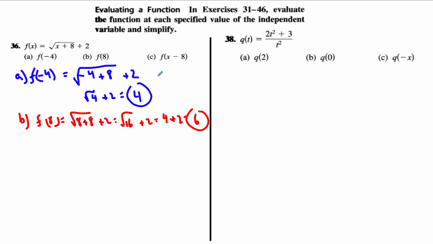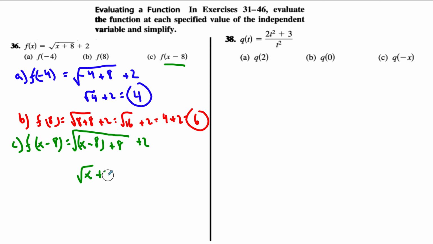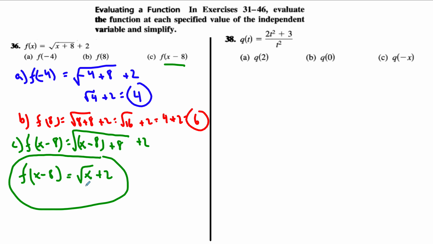For the last one, because there's a variable in what you're evaluating, there's going to be a variable in your answer, which is fine. So f of x minus 8. So you're going to plug in, and I would strongly encourage you to, x minus 8. You're going to plug in x minus 8, and I would do it in parentheses because you're plugging all of that in for the variable, then plus 8 plus 2. X minus 8 plus 8 turns out to just be x. And then it turns out that that is your final answer, fully simplified. X and 2 are not like terms.